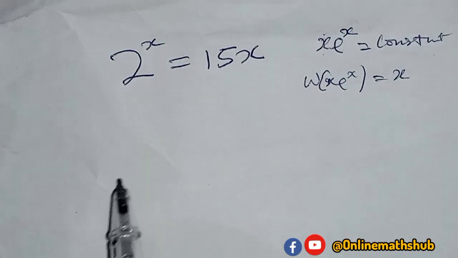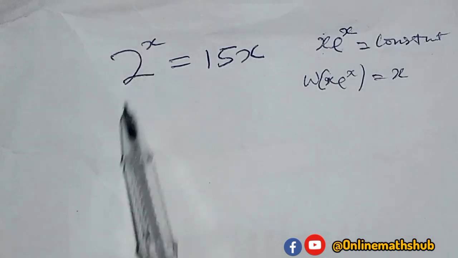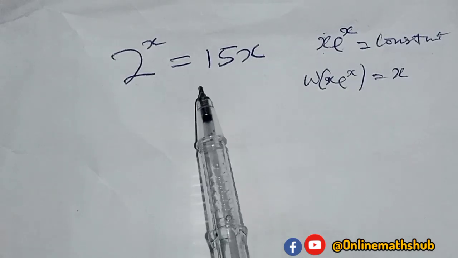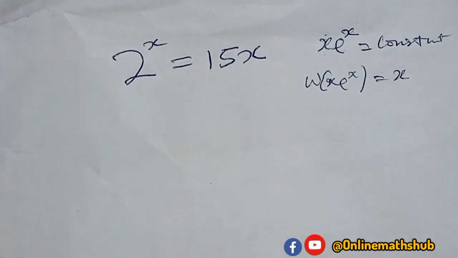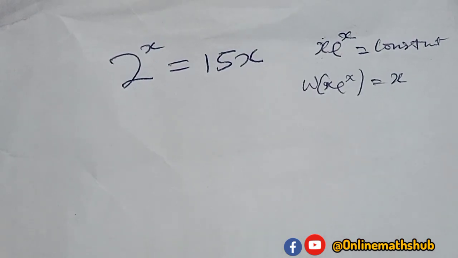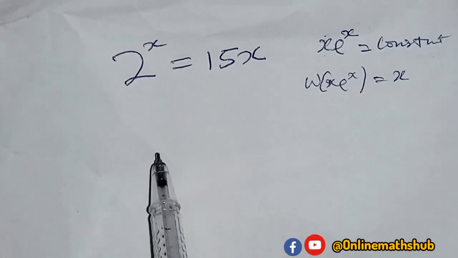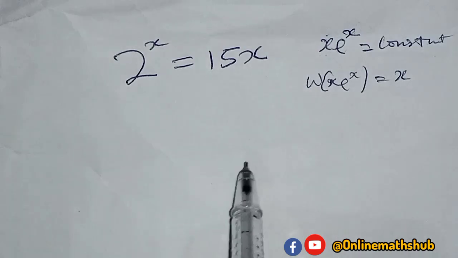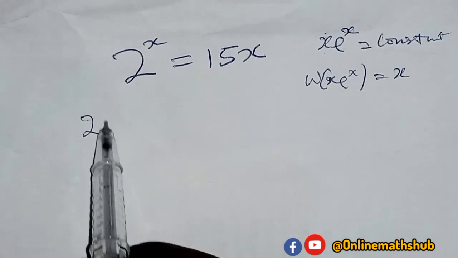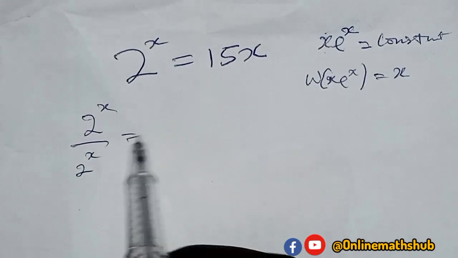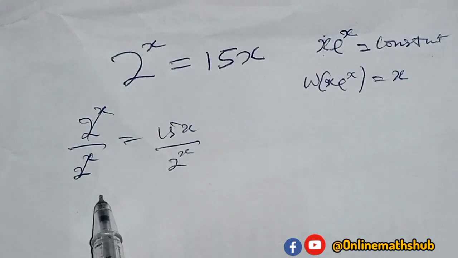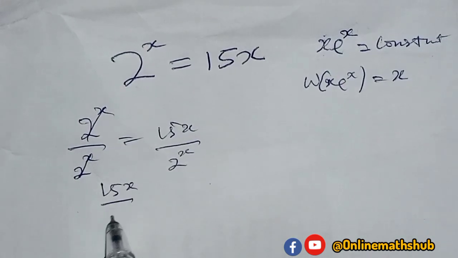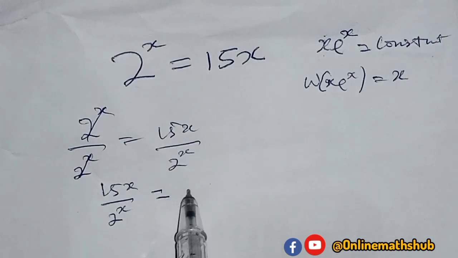So what I'm going to do is divide through by 2 power x, and that does not mean you can't do the other way around. You can also decide to divide through by 15x. It will also give you the same answer, but for the sake of this video I am going to be taking this route, dividing through by 2 raised to power x. If I do that, I will have 2 raised to power x divided by 2 raised to power x is equal to 15x divided by 2 power x, and of course this can cancel this. I will have that 15x divided by 2 raised to power x will be equal to 1.